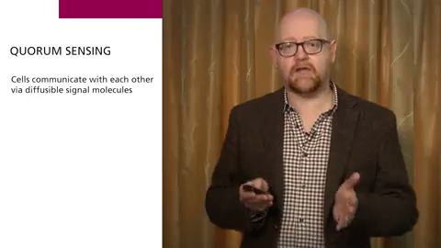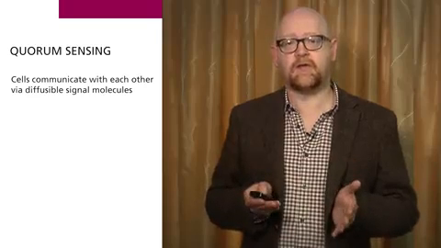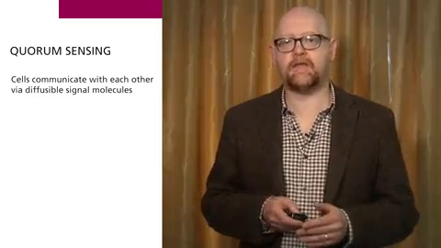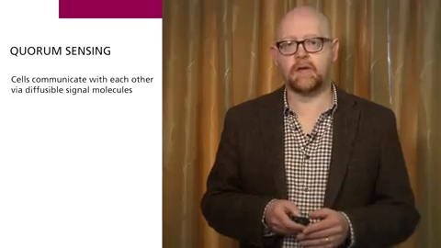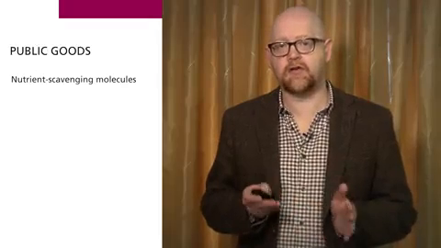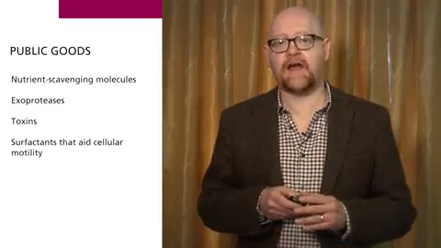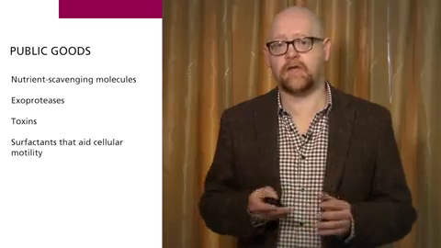To illustrate social evolution in microbes, we will look at the well-studied social trait of quorum sensing. This is a process where cells communicate with each other via diffusible signal molecules. These signals coordinate a wide range of behaviours at the population or group level. In a range of gram-negative and gram-positive bacterial species, quorum-sensing signals regulate the production of extracellular public goods, including nutrient-scavenging molecules, exoproteases, toxins, and surfactants that aid cellular motility over surfaces.